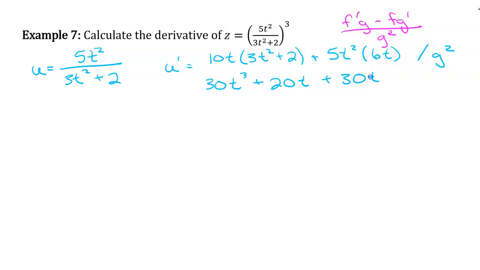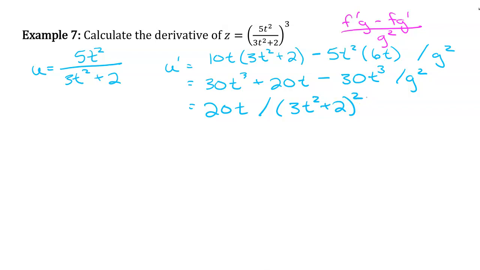30t cubed. I did something wrong. Oh, minus. Minus in the formula for quotient, that's a minus, over g squared. So that would give us 20t over 3t squared plus 2 squared. So there's u prime. Okay.